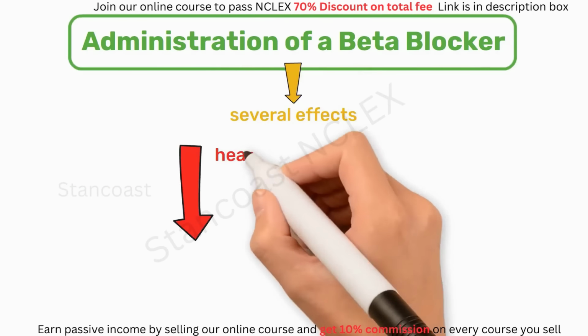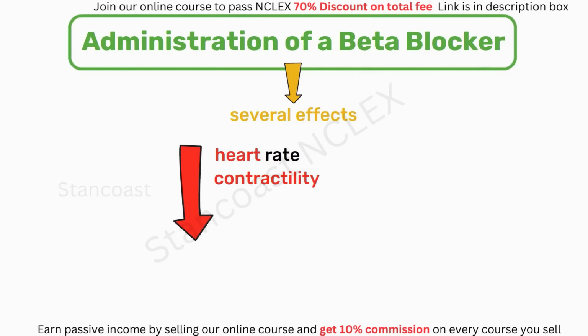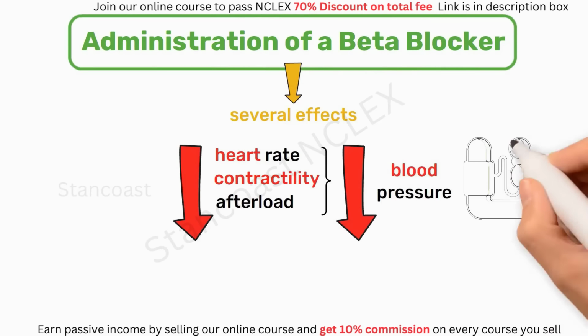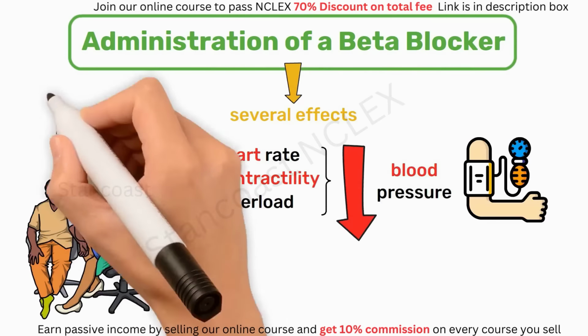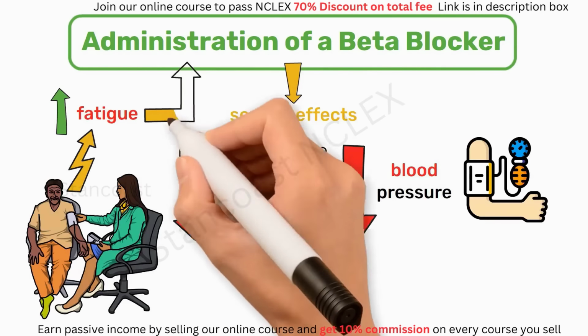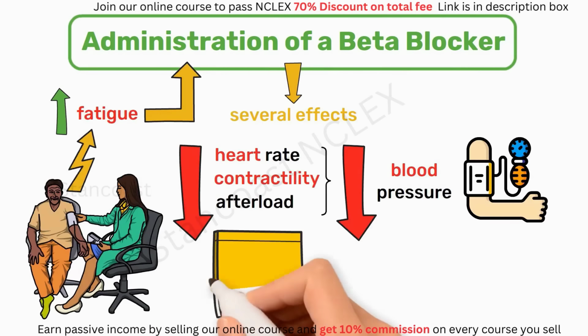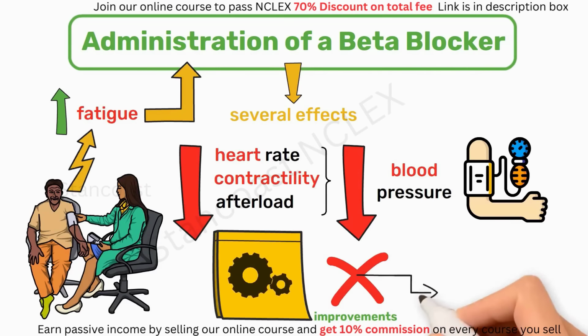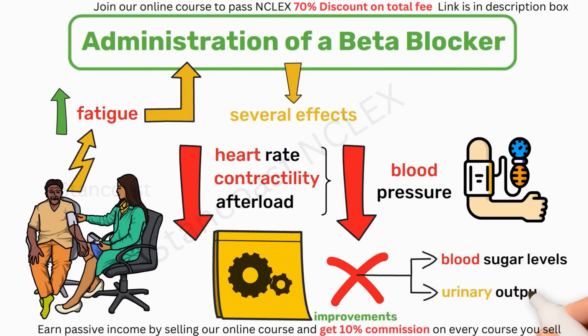Option D is correct here, because administration of a beta blocker results in several effects, including a reduction in heart rate, contractility, and afterload, ultimately leading to a decrease in blood pressure. Initially, the client may experience an increase in fatigue upon starting the beta blocker. However, it's important to note that the mechanism of action of beta blockers does not bring about improvements in blood sugar levels or urinary output.